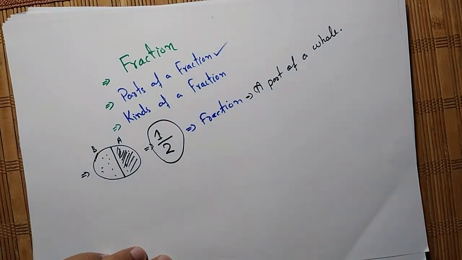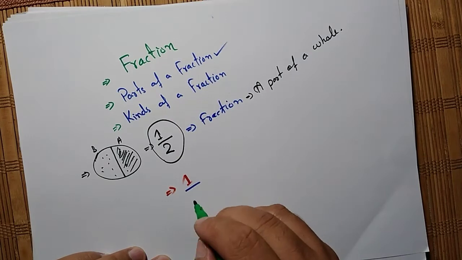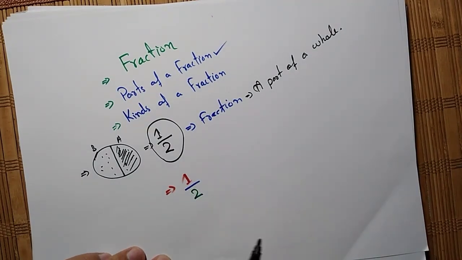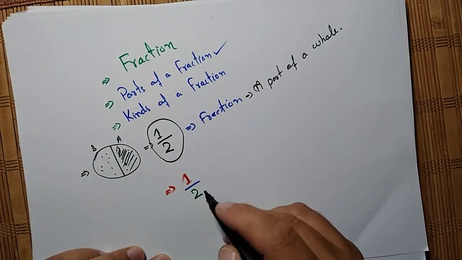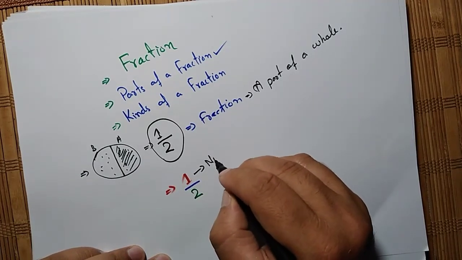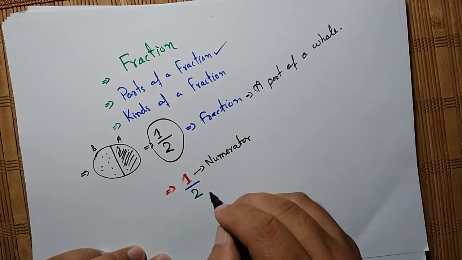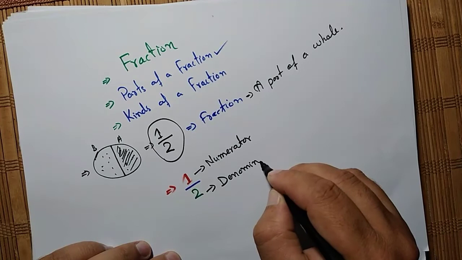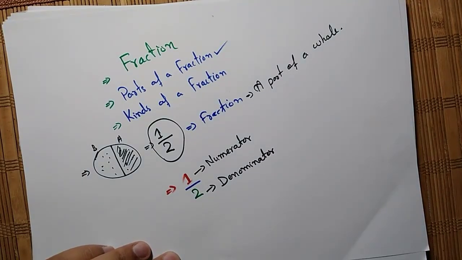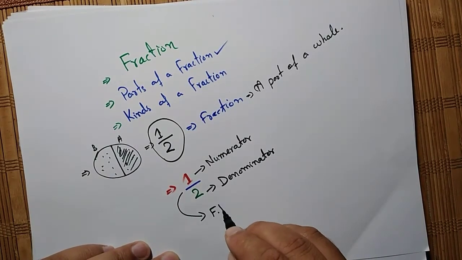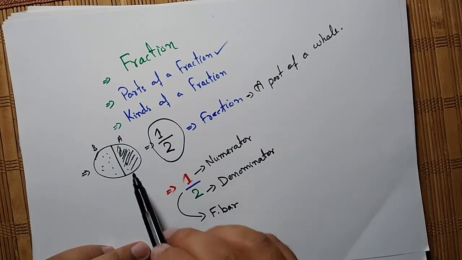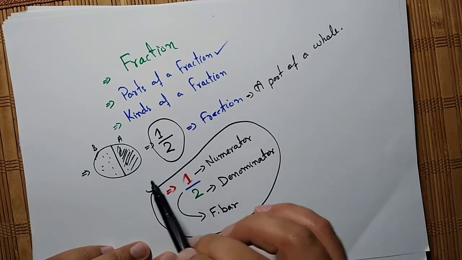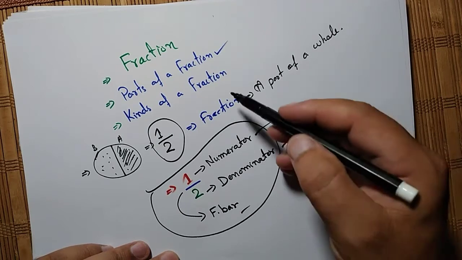For example, we will just take this example: 1 over 2. So what is in this fraction? What is 1? What is this line? And what is 2? The upper number is called the numerator. And the below number is called the denominator. And what is this bar? It is called the fraction bar. So this is a fraction. These are the parts of a fraction: numerator, denominator, fraction bar. And now we will go to the kinds of fractions.